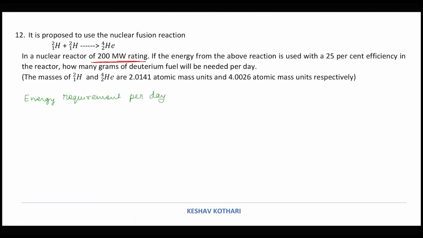This can be calculated as E equal to P into T. We can write it as 200 megawatt, that is 200 into 10 to the power 6 watt, and for time we multiply it by 86400 seconds, or you can say 24 into 60 into 60. On solving, we obtain the value in joule as 1.728 into 10 to the power 13 joule. So 1.728 into 10 to the power 13 joule is the energy required per day.